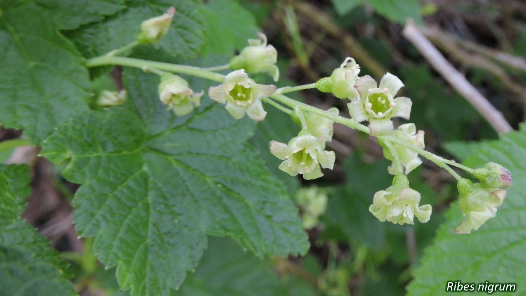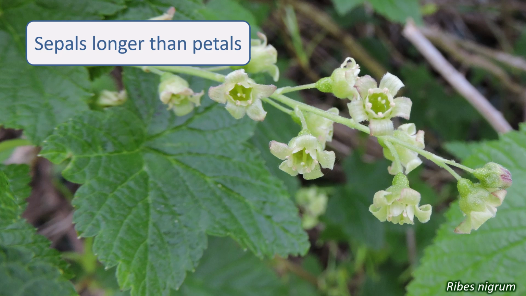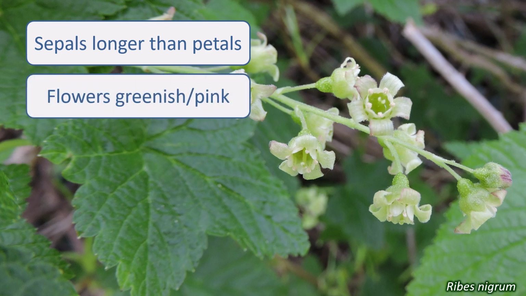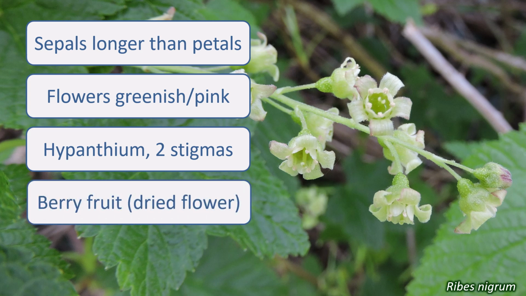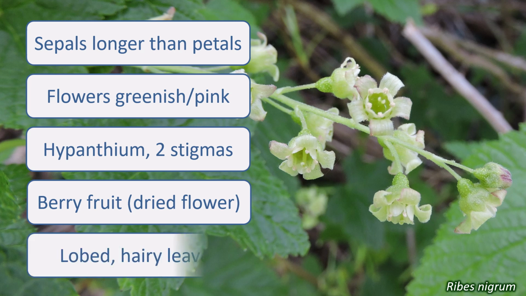So, if your plant has flowers with 5 petals, 5 sepals that are longer than the petals, the flowers are greenish or pink, and they have a hypanthium and 2 stigmas. If the fruit is a berry with a dried flower on the end, and the leaves are palmately lobed and hairy or glandular, then it's a good bet it's in the Grossulariaceae.